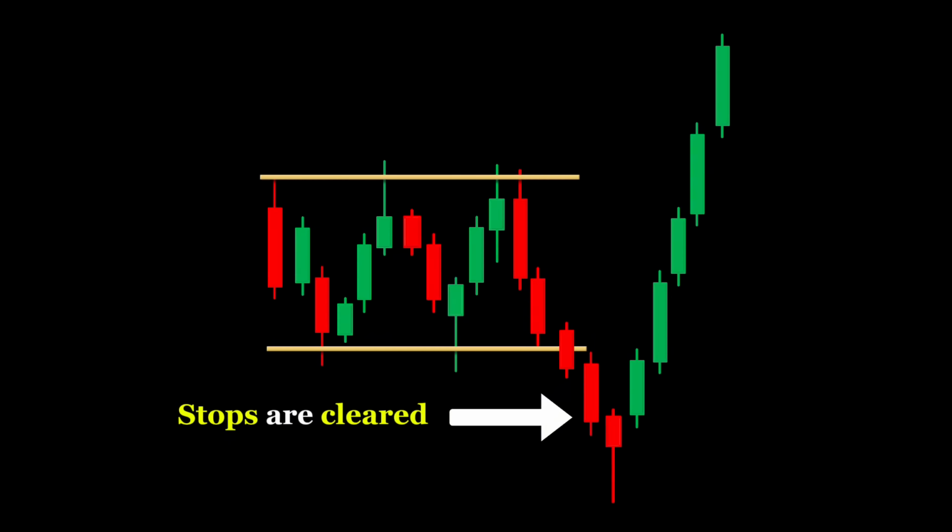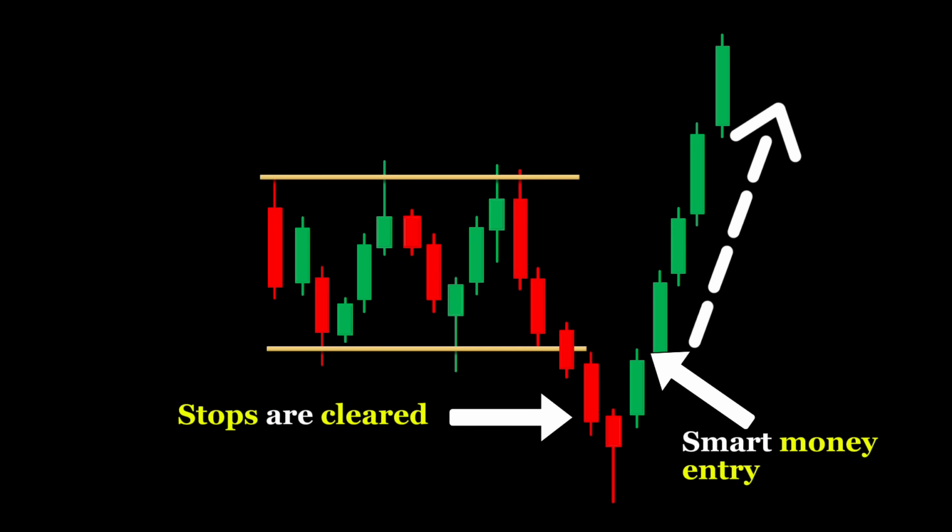Liquidity is transferred. Smart money takes the other side of those trades, building positions at discount prices. Momentum kicks in. With liquidity secured, institutions drive the market strongly in the intended direction. This surge creates the acceleration phase, the sharp, decisive move where the real profit potential lies.